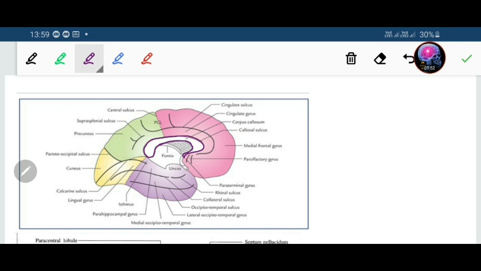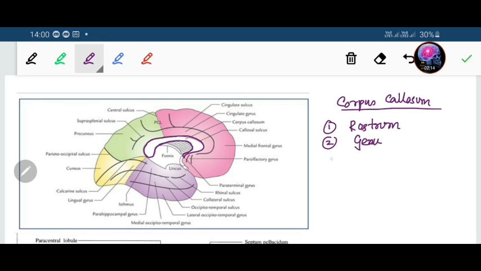The corpus callosum is divided from before backward into 4 parts. From before backward, number 1, rostrum, number 2, genu, number 3, trunk or body, and number 4, splenium or the posterior end.